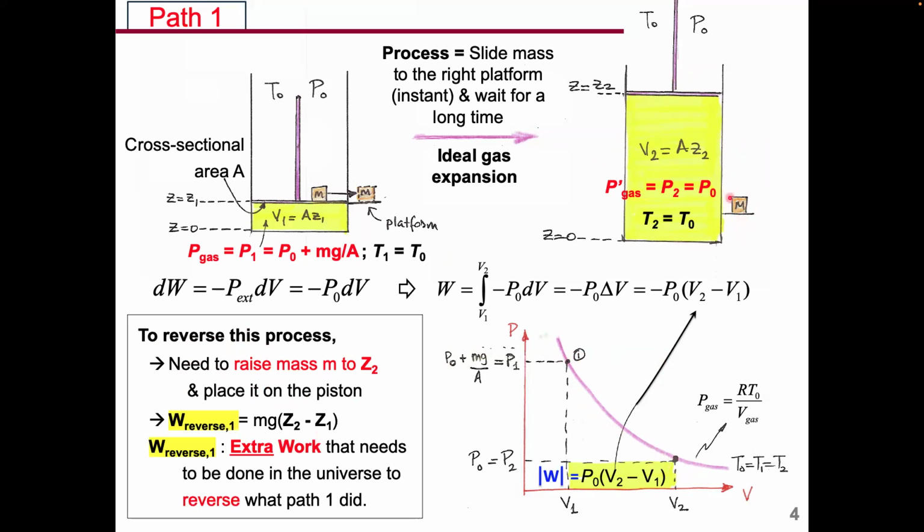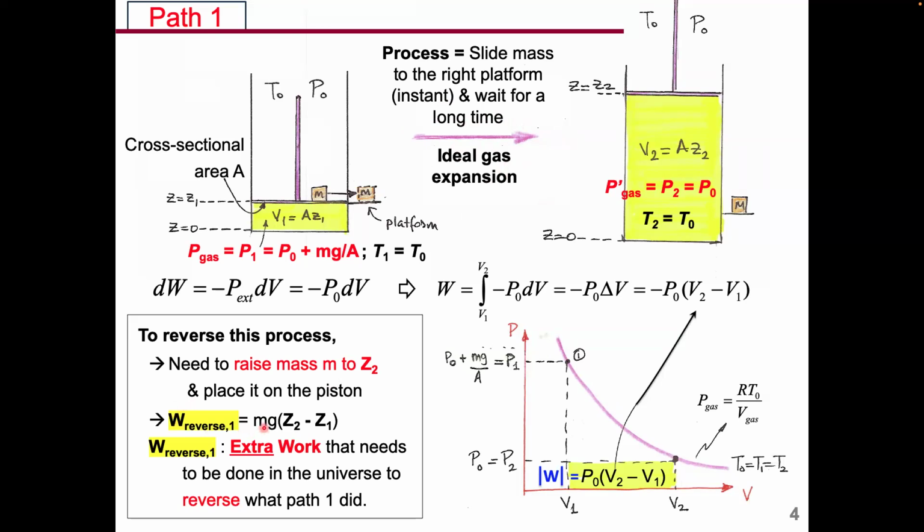Now, when you do this, you are actually lifting it up, so you have to overcome the potential energy. The potential energy is going to be mg times (Z2 minus Z1), basically the height difference. So you actually need to overcome this much potential energy of this mass in order to reverse this process. So this W_F reverse is the actual work that needs to be done in the universe to reverse what the process one did.